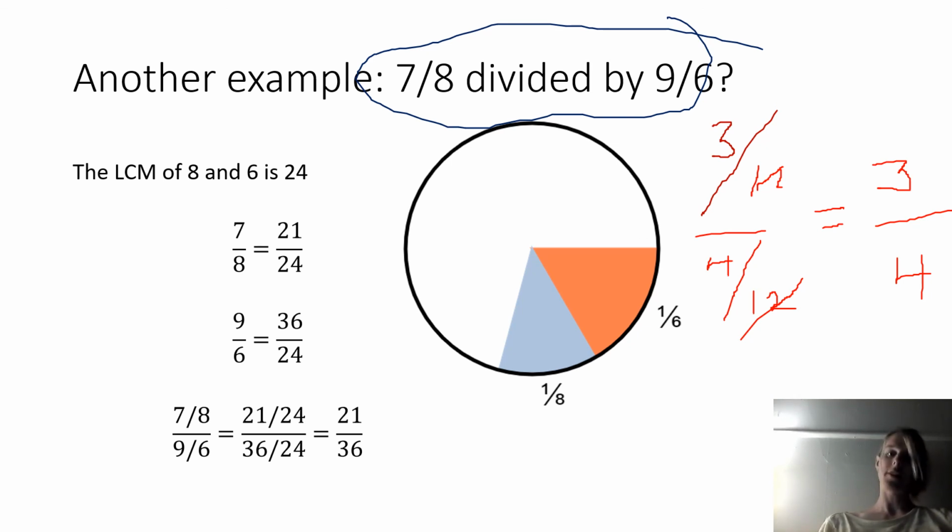And what's 7/8 divided by 9/6 now? It's 21 over 24 divided by 36 over 24. We can forget about the common denominator because it's all proportional. 21 over 24 divided by 36 over 24 is the same as 21 over 36. Forget about the common denominator.